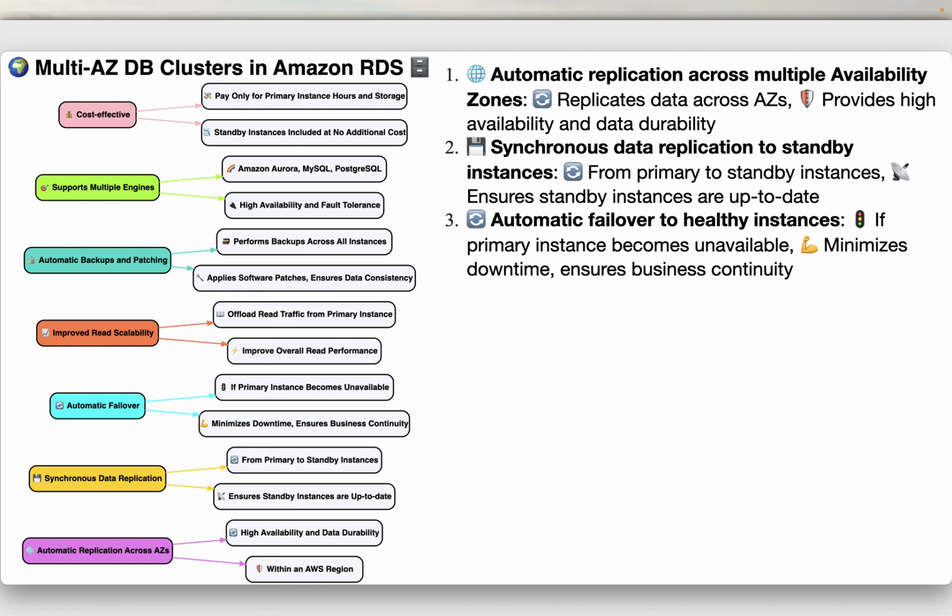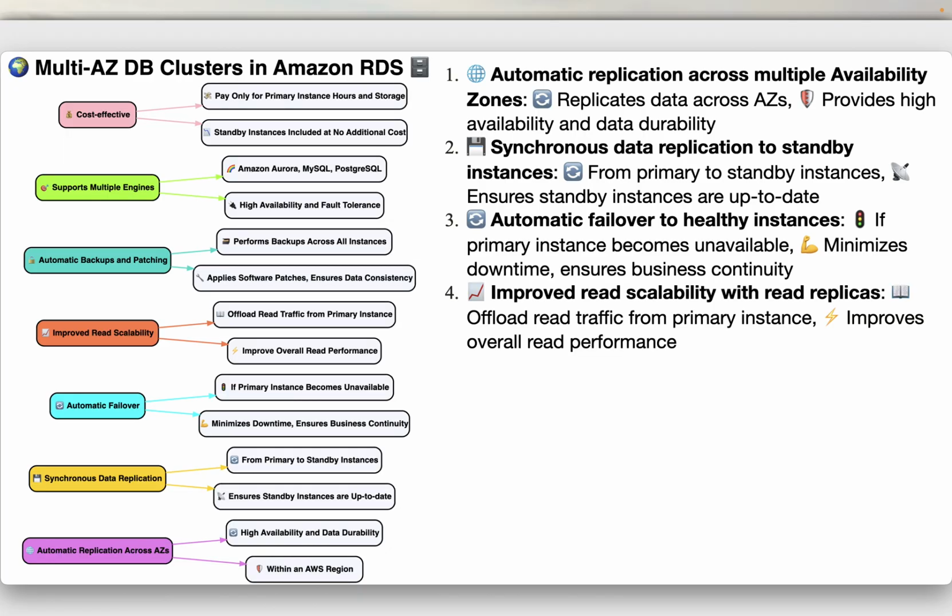Third, automatic failover to healthy instances. If the primary database instance becomes unavailable, Amazon RDS automatically fails over to a healthy standby instance, minimizing downtime and ensuring business continuity. Fourth, improved read scalability with read replicas. Multi-AZ DB clusters support the creation of read replicas, which can be used to offload read traffic from the primary instance and improve overall read performance.